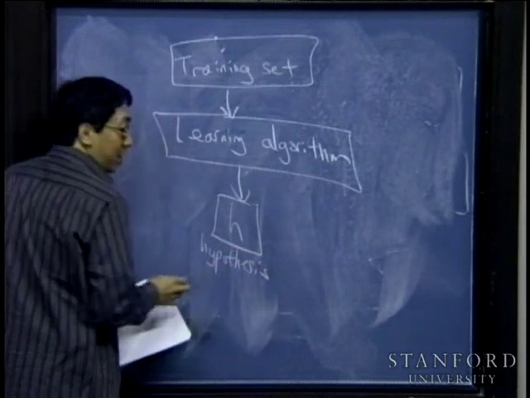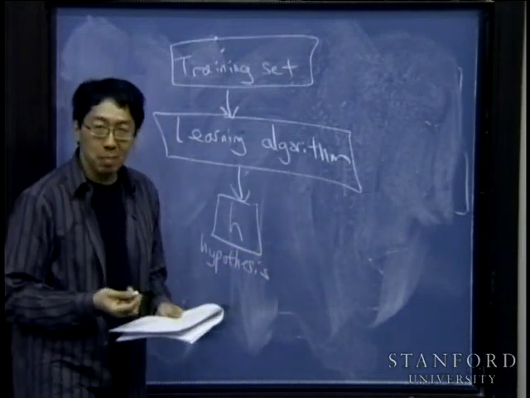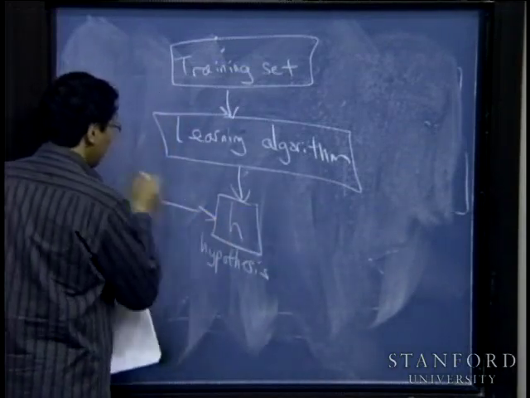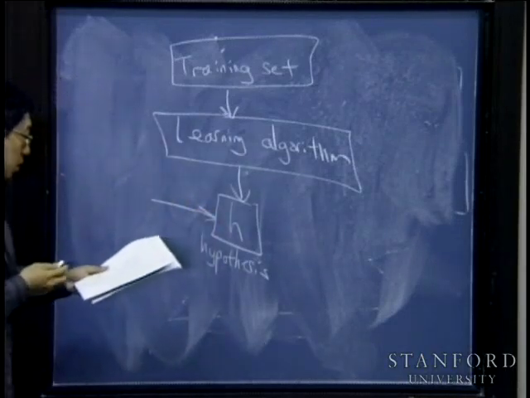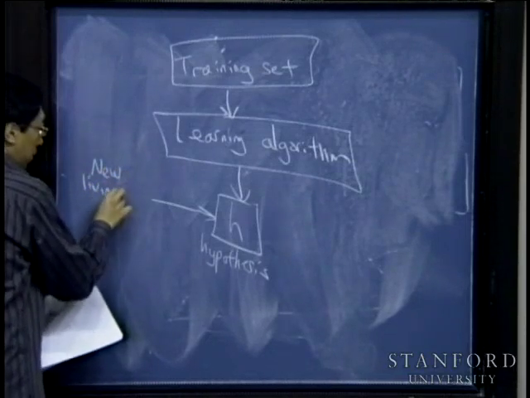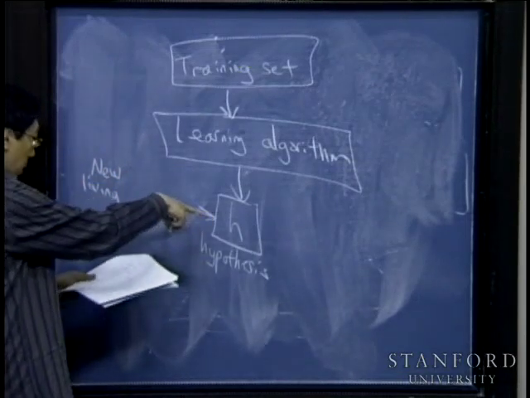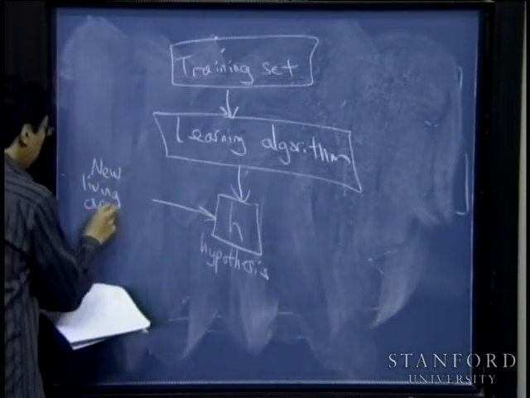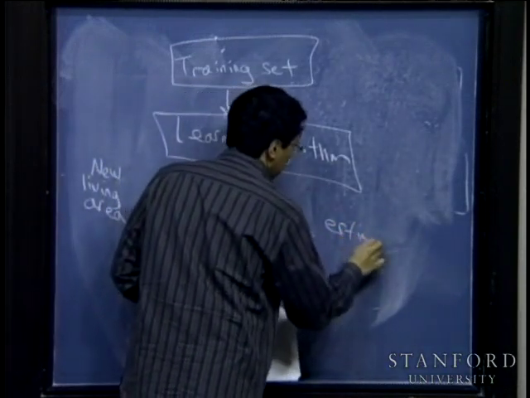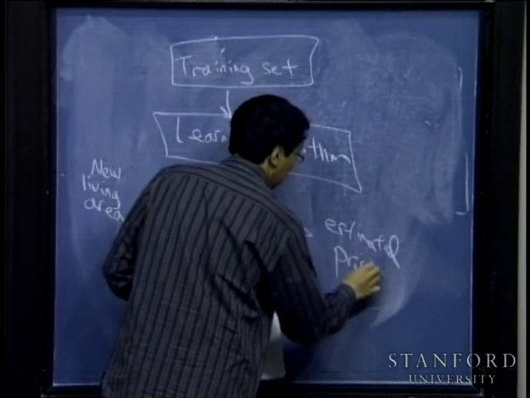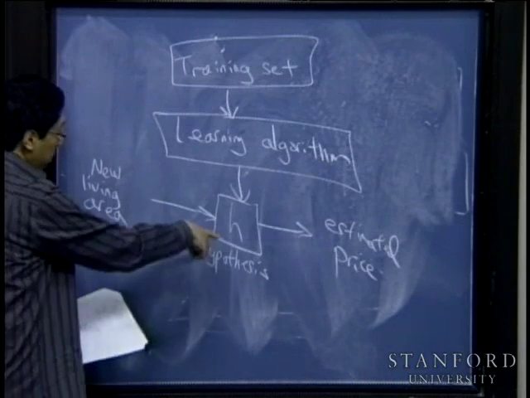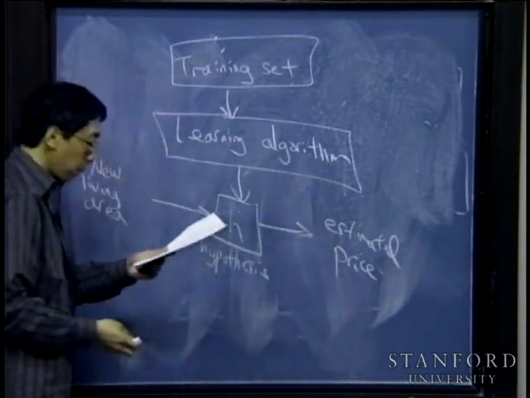Don't worry too much about whether the term hypothesis has a deep meaning. It's more of a term that's used for historical reasons. The hypothesis's job is to take as input, if there's some new house whose price we want to estimate, a new living area in square feet, say, and output the estimated price of this house. So the hypothesis h maps from inputs x to outputs y.